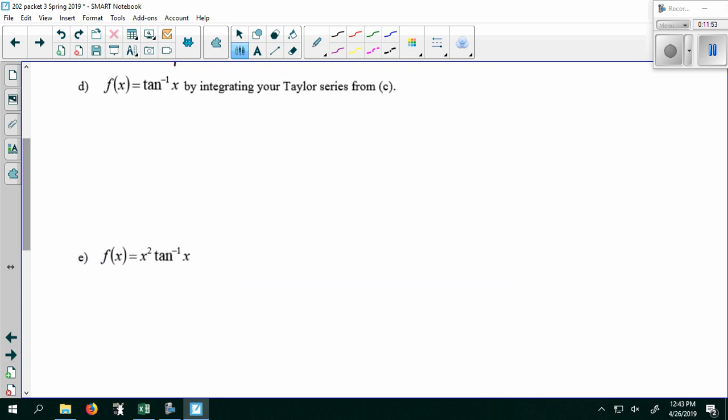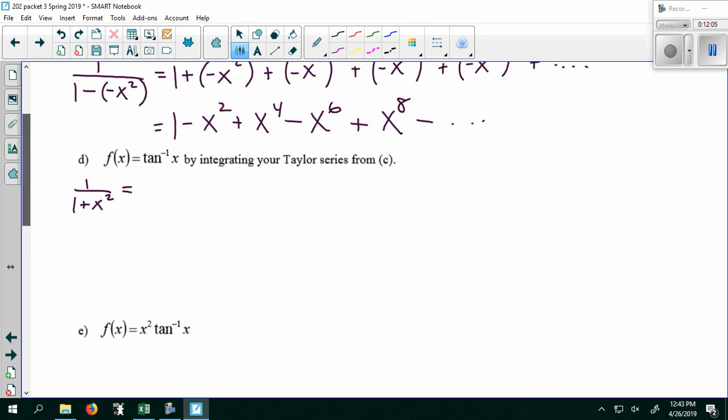All right, I want to come up with a Taylor series for arctan by integrating the Taylor series from before. So I have my Taylor series for 1 over 1 plus x squared. That's what I just came up with. It's 1 minus x squared plus x to the fourth minus x to the sixth plus x to the eighth minus, and I'm just going to integrate both sides here.